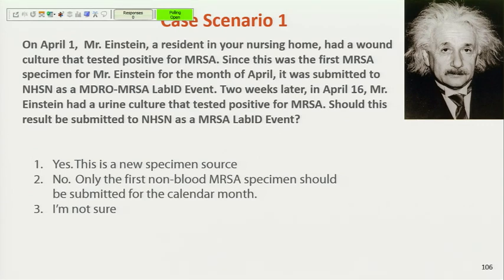On April 1st, Mr. Einstein, a resident in your nursing home, had a wound culture that tested positive for MRSA. Since it was the first MRSA specimen for Mr. Einstein for the month of April, it was submitted to NHSN as an MDRO MRSA LabID event. 2 weeks later, on April 16th, Mr. Einstein had a urine culture that tested positive for MRSA. Should this result be submitted to NHSN as a MRSA LabID event? Click 1 for yes, this is a new specimen, or 2 for no, only the first non-blood MRSA specimen should be submitted for the calendar month, or 3 if you're not sure.